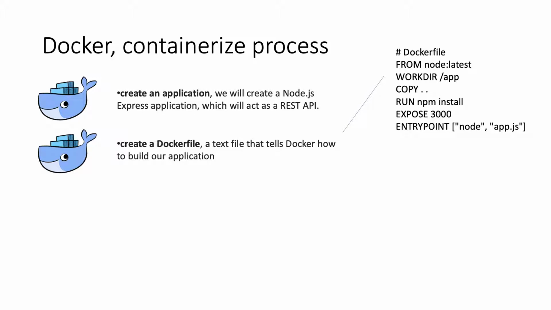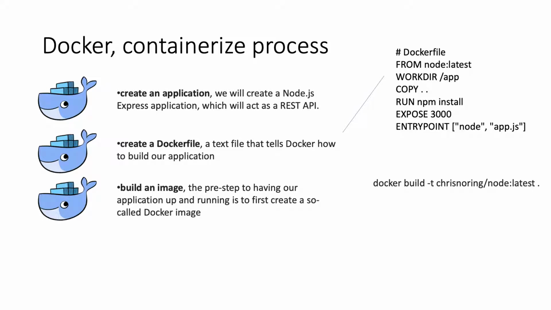Once you've done all those parts, you have set yourself up for containerization. The next step is to build something called an image. Building an image can be seen as a pre-step to having your application up and running, because at this point you will get something, think of it as a binary almost, right? You've run a Docker build command, and you build that Docker image based on the Dockerfile. The Dockerfile is your recipe.